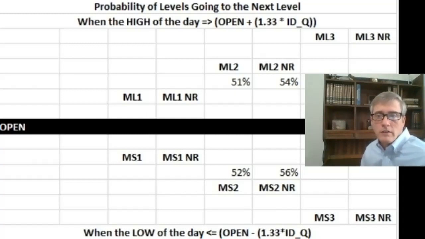And basically what I found was if we reached the ML1, we got to the ML2 51% of the time in this scenario. If we reached the ML1 and it was not an intraday reversal, we got to the ML2 54% of the time. On the downside, if we reached the MS1, we got to the MS2 52% of the time. If we reached the MS1 and it was not an intraday reversal, we got to the MS2 56% of the time.